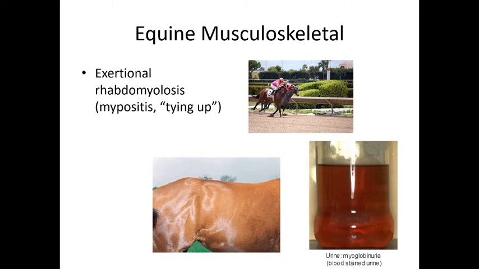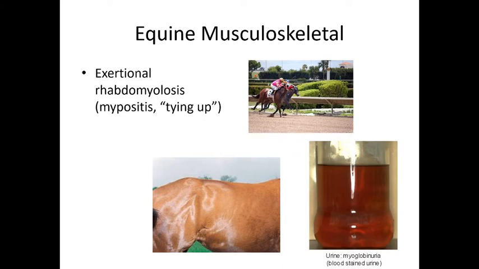Musculoskeletal. Exertional rhabdomyolysis, or myositis, I think it should say myositis, is also known as tying up. What happens is that if they race really hard, or exert themselves a lot through endurance, or a long race, or just really working hard, and they're not cooled down. Their muscles aren't relaxed by walking them for a period of time and then giving them a little bit of water and then walking them again and a little bit of water.